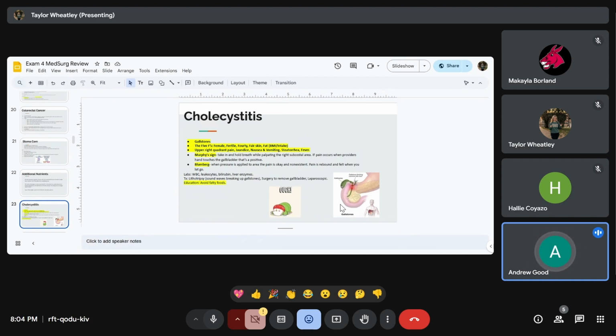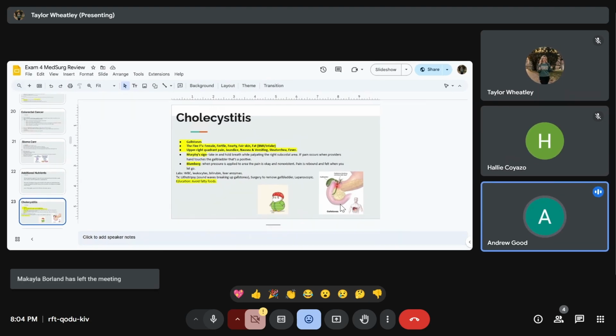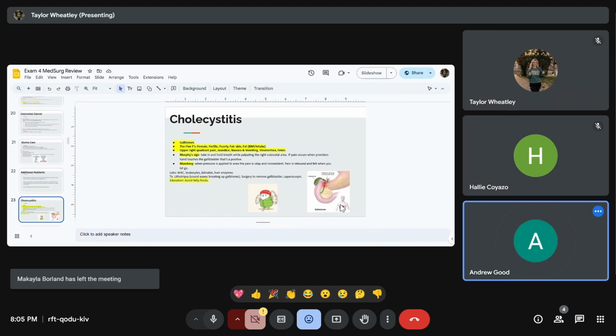You'll have a positive Murphy sign and Blumberg sign. So Murphy sign is you take in and hold a breath, and then you palpate upon that right subcostal area. And if that patient feels pain when they're touching that gallbladder, when pressure is applied, that's a positive sign. Blumberg sign is a rebound pain upon palpating the site of pain, wherever they're feeling that pain, which is most likely going to be that right upper quadrant, so rebound pain there.